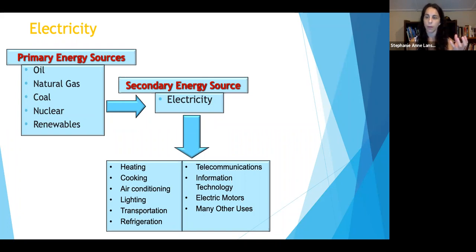And those are the primary sources. And then our secondary source is going to be our electricity, which we can use for heating, cooking, air conditioning, lighting, refrigeration, information technology, electric motors, etc.